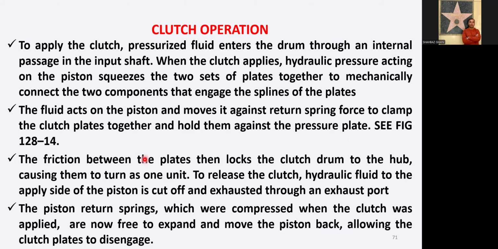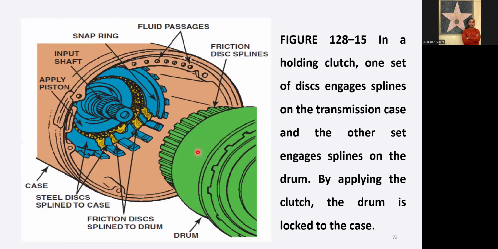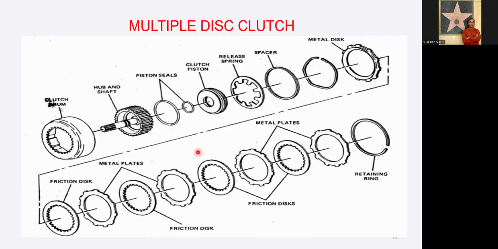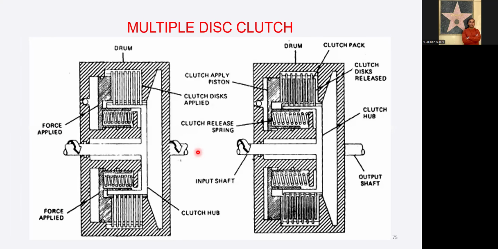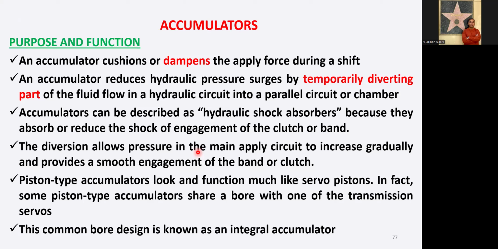Then clutch operation, how it performs and how it operates. We have studied the different diagrams of multiple plate clutches, the illustrated diagram, and this was the detailed diagram of how it looked, along with brake bands. Then we talked about the accumulator, which is used as a cushion or damper for the applying force during the shift.